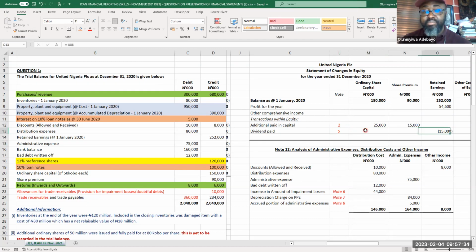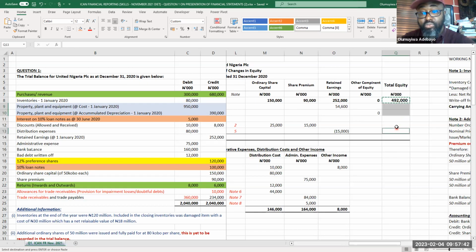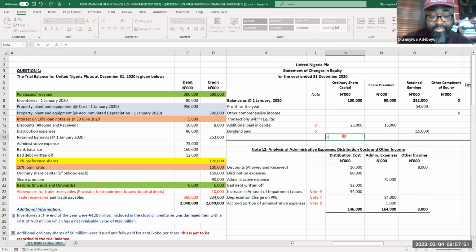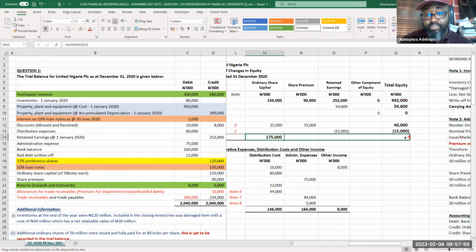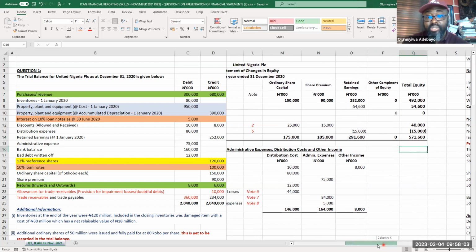Okay. Therefore, we can sum it across board. Okay, and I can also sum it vertically. And I give him 571,600. Okay.